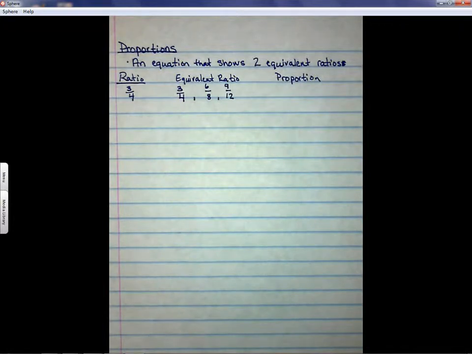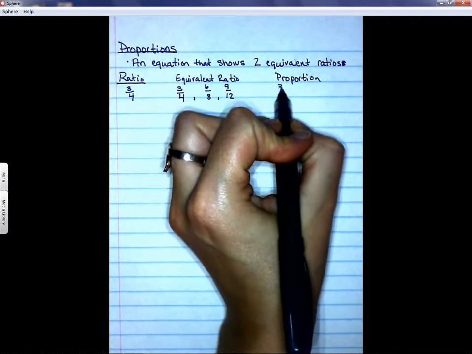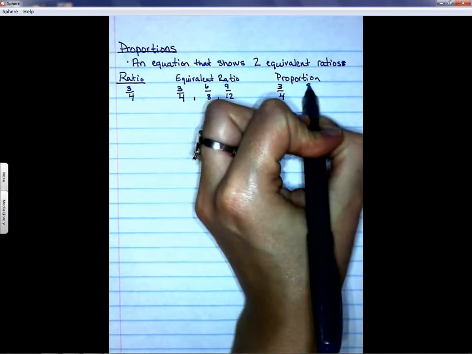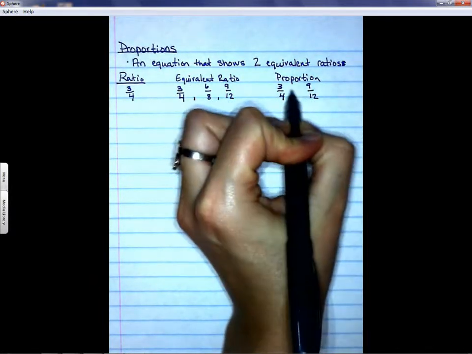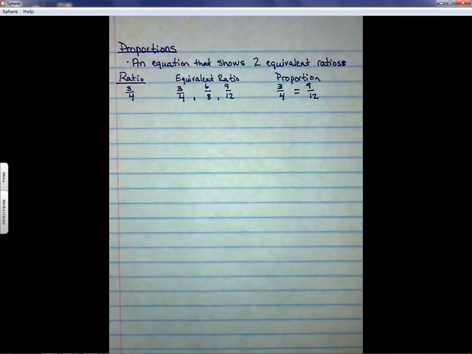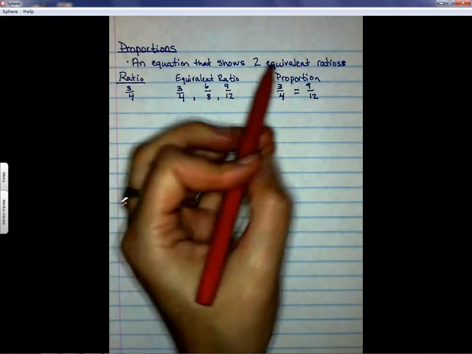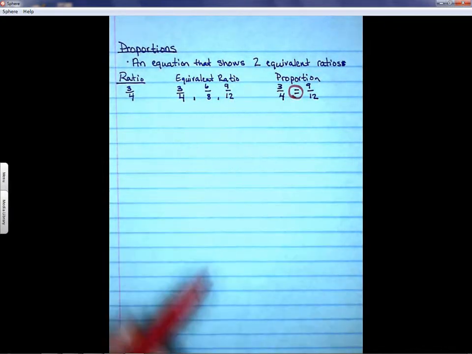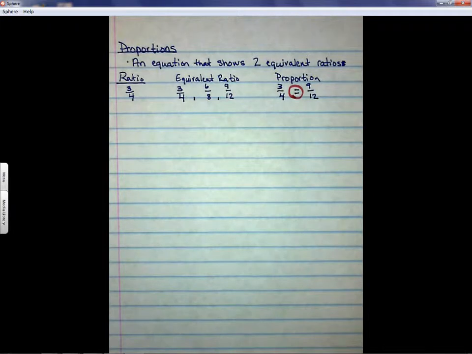A proportion is just taking it one step further, taking two ratios, for example 3 to 4 and 9 to 12, and setting them equal to one another. That's the only difference between an equivalent ratio and a proportion, right here, the equal sign. So now that that's out of the way, let's go over example 1.